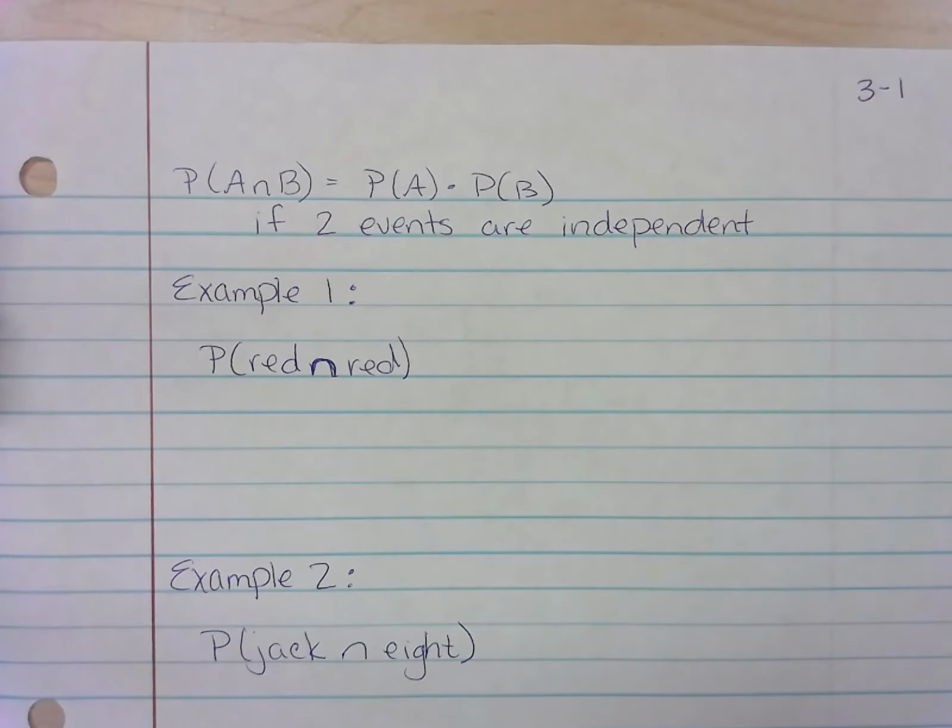This is Unit 7, Lesson 3, Independent Events. Independent events occur when one event has no effect on the outcome of the other event.